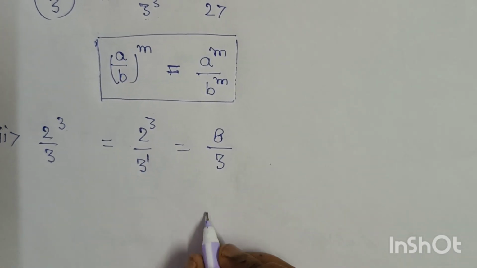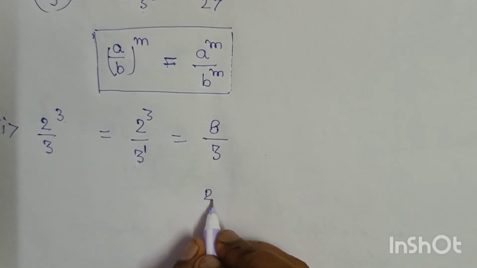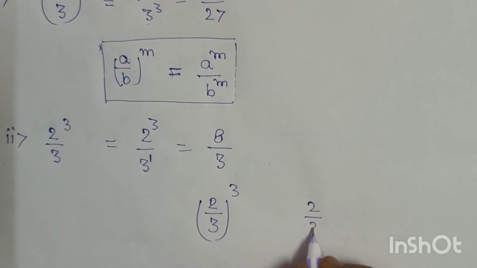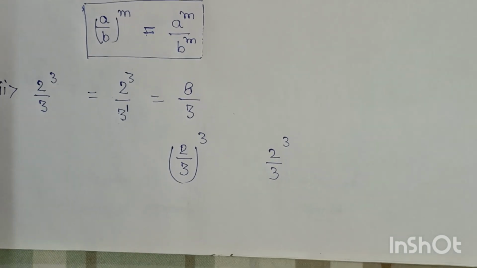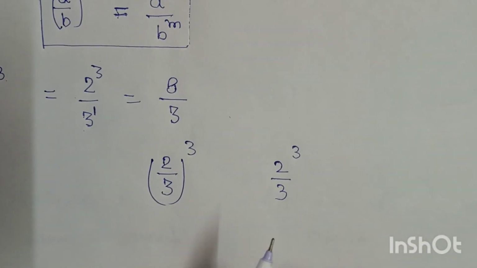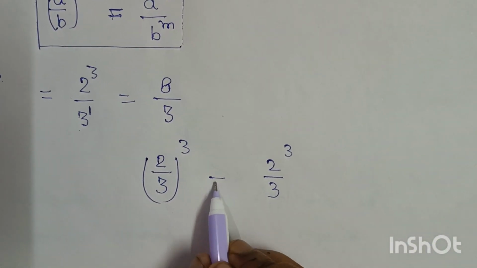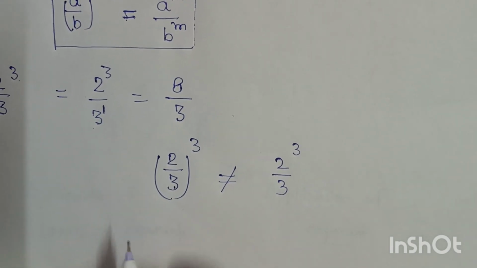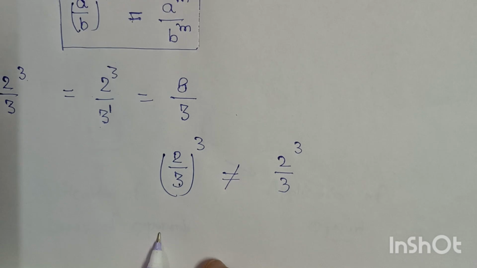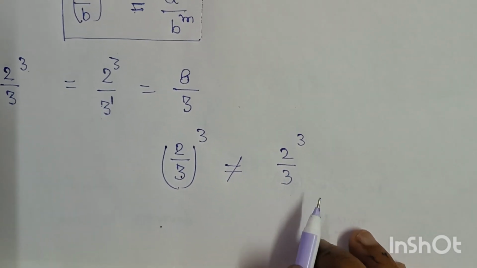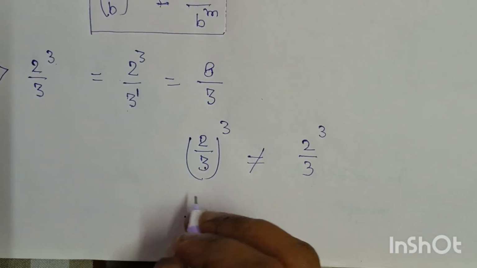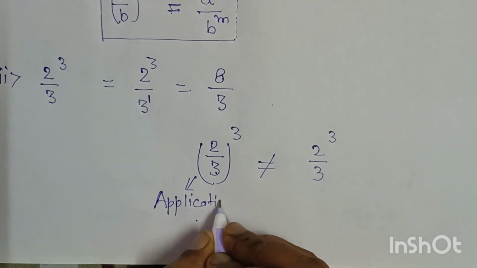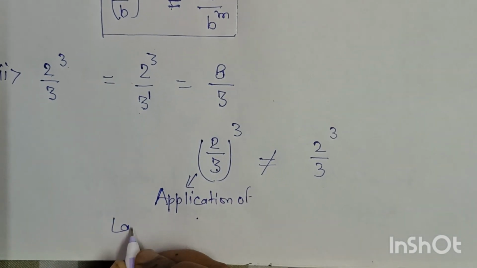Okay, so if I write these expressions as 2 upon 3 whole raised to the power 3 and 2 upon 3 raised to the power 3, they sound alike, they look alike, but they are way too different. They are not equal to each other. This is the application of laws of exponents, whereas this is the application of exponent. All right, I'm going to write it. Application of laws of exponents.